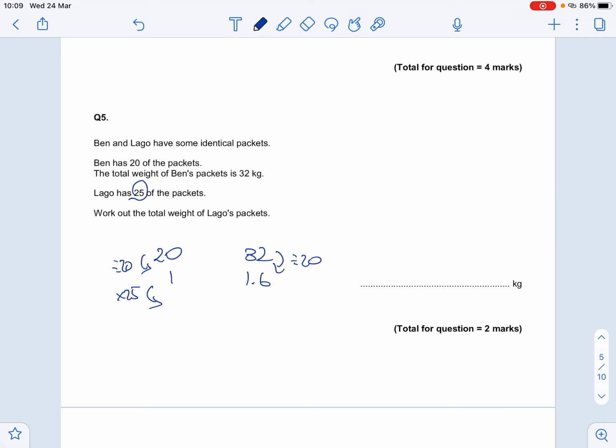And how much do 25 packs weigh? So 25 packs will weigh 40 kilograms. So the answer would just be 40 kilograms.